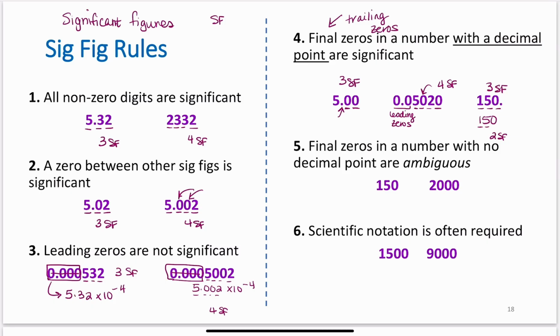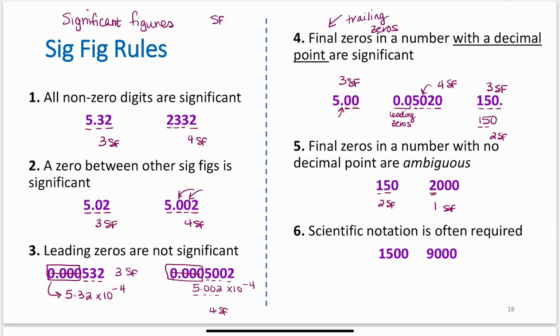Final zeros in a number with no decimal place are ambiguous. What that means is they're not significant. If you want them to be significant, you have to give us more information. But as written, they are not significant. So here, only the 1 and the 5 are significant. I have 2 sig figs to this measurement. When I write the number 2000, all of those zeros there are not significant. They're ambiguous. There's not a decimal place listed. So this only has 1 sig fig in the value, 1 sig fig in its entire value.